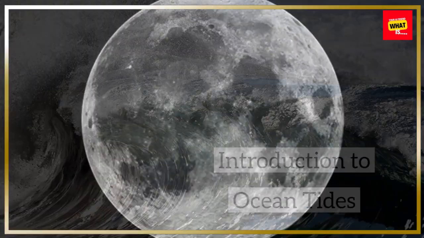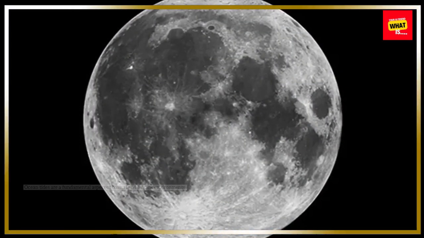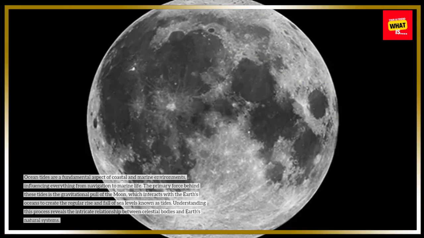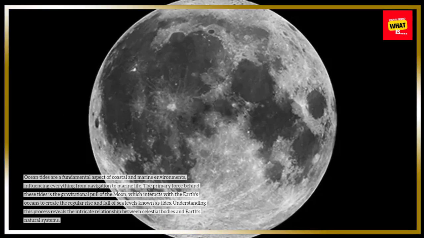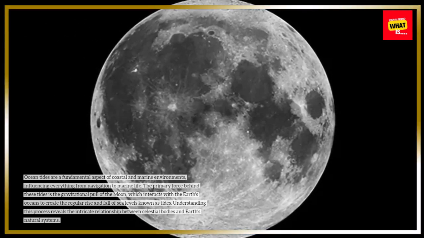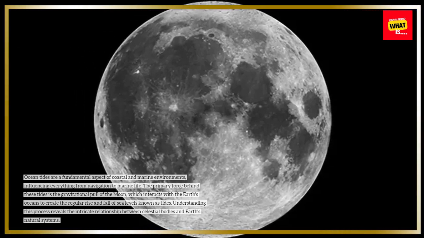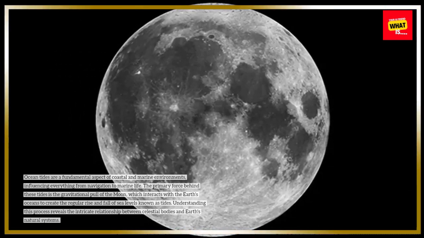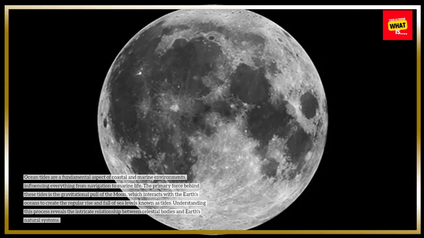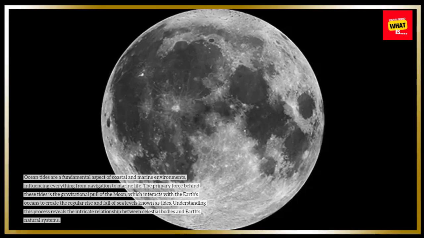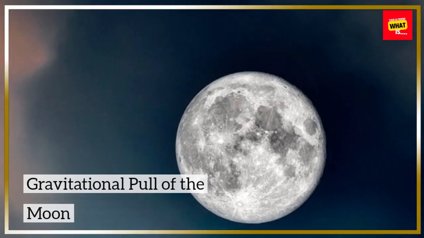Introduction to ocean tides. Ocean tides are a fundamental aspect of coastal and marine environments, influencing everything from navigation to marine life. The primary force behind these tides is the gravitational pull of the Moon, which interacts with the Earth's oceans to create the regular rise and fall of sea levels known as tides. Understanding this process reveals the intricate relationship between celestial bodies and Earth's natural systems.